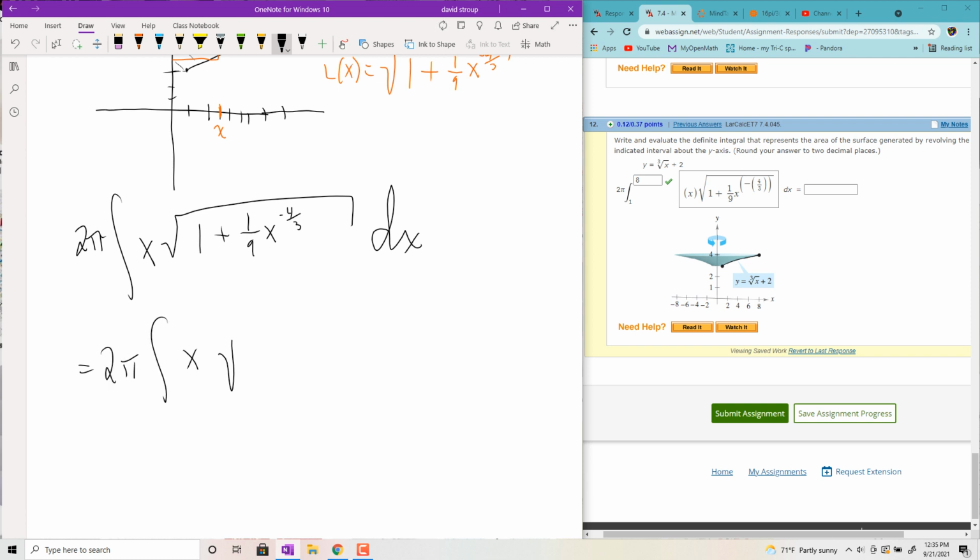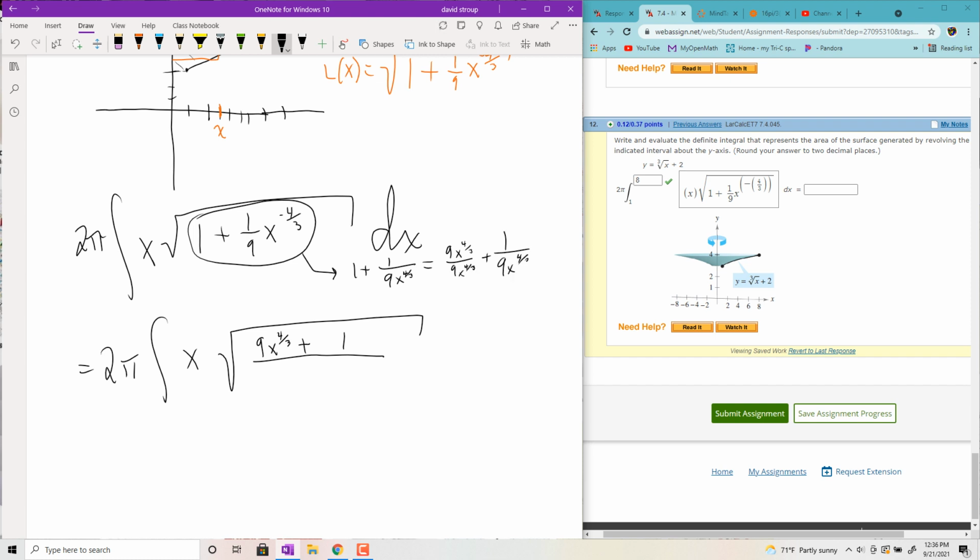Let's rewrite this integral. I just found a common denominator, basically, rewriting this firstly as 1 plus 1 all over 9x to the 4/3. Then 9x to the 4/3 all over 9x to the 4/3 plus 1 all over 9x to the 4/3. And you'd end up with 9x to the 4/3 plus 1 over 9x to the 4/3 dx. And then you can simplify the denominator of the stuff inside that radical.